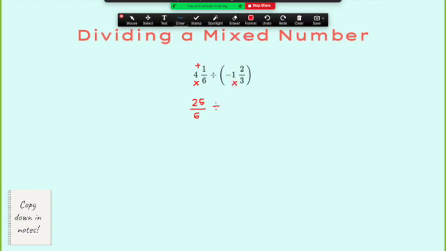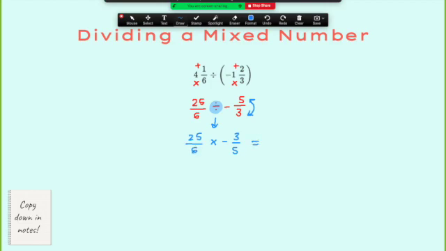3 times 1 equals 3. 3 plus 2 equals 5. So I have here 5 over 3. Now after I do that, the next thing I want to do is change my division sign into multiplication. I also want to flip it so that instead of having 5 over 3, it's going to turn into 3 over 5 instead. And on the left side is the 25 over 6.